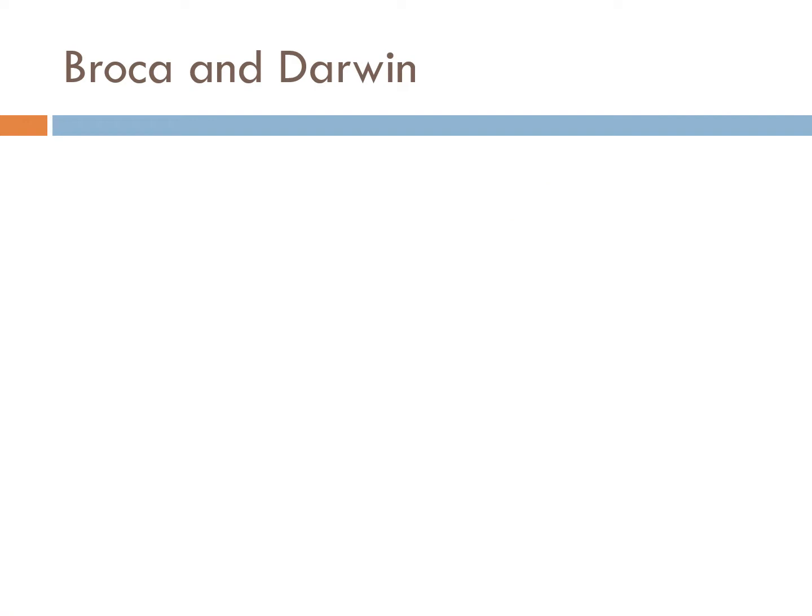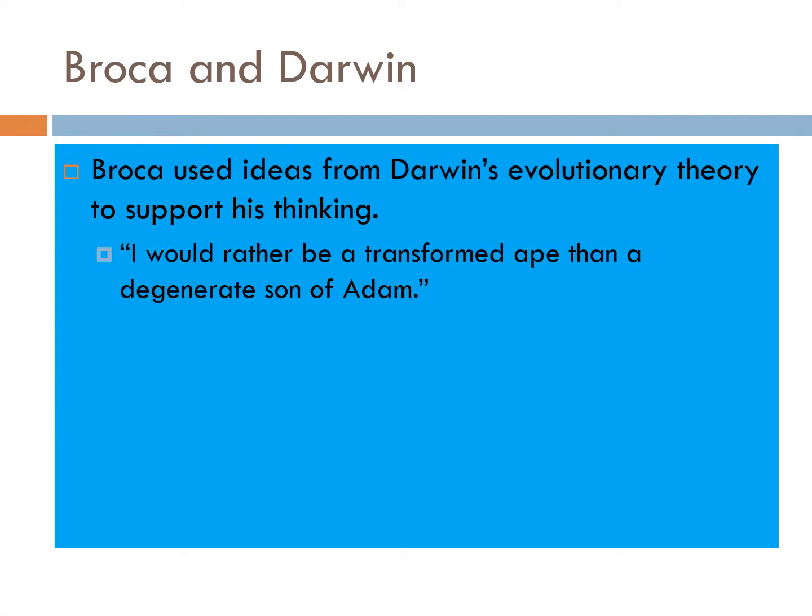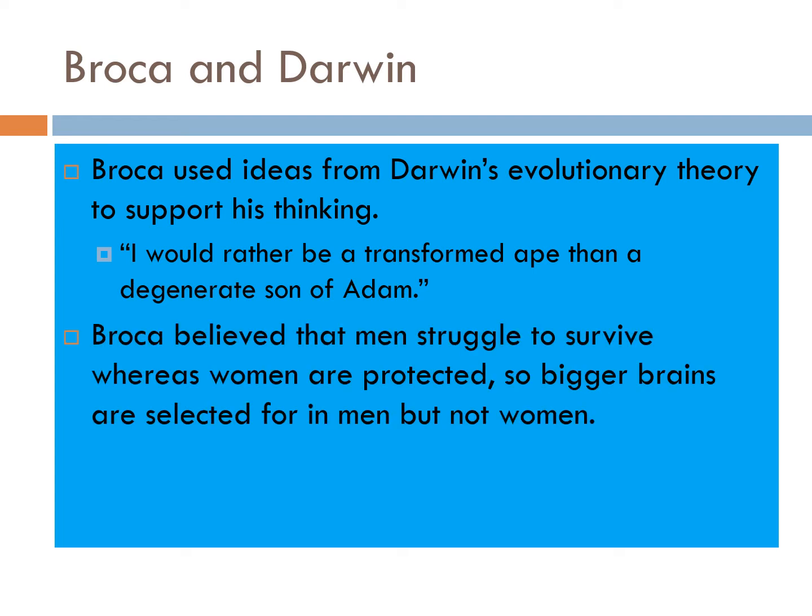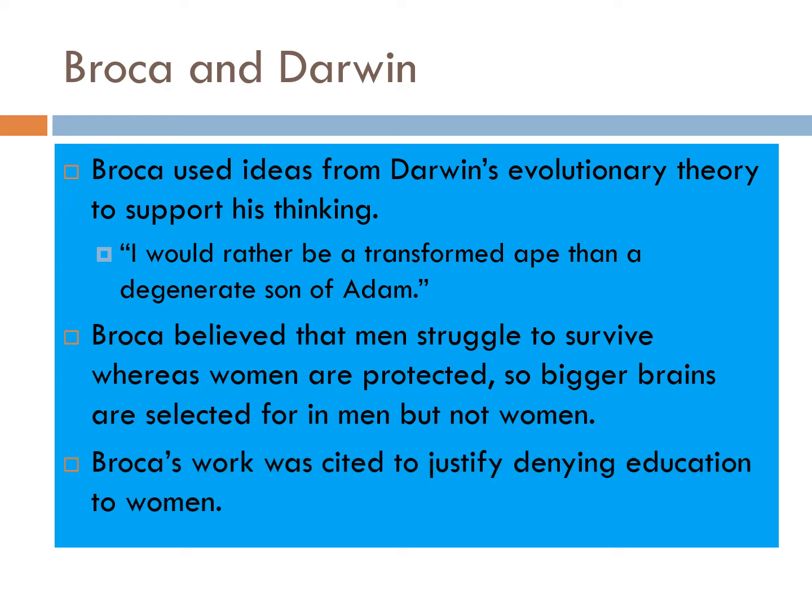So Broca even went so far as to co-opt some of Darwin's ideas here. He used evolutionary theory to support his thinking. In his words, "I would rather be a transformed ape than a degenerate son of Adam," right? Remember we talked about the whole notion of degenerationism. So Broca believed that men struggle to survive, whereas women are a protected class.